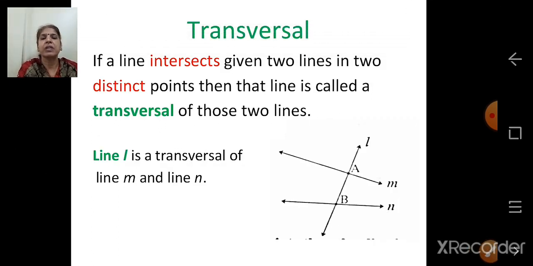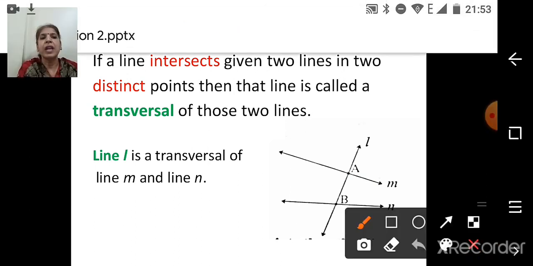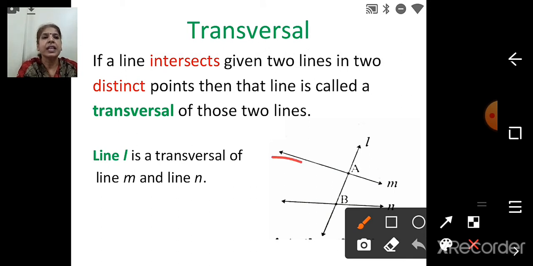Transversal. If a line intersects two given lines in two distinct points, then that line is called the transversal. Here the figure is given. Two lines are given, line M and line N, and they are intersected by a line L at two distinct points, point A and point B. So which line is called the transversal? Line L is the transversal of lines M and N.